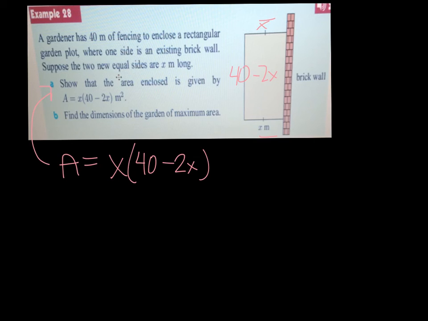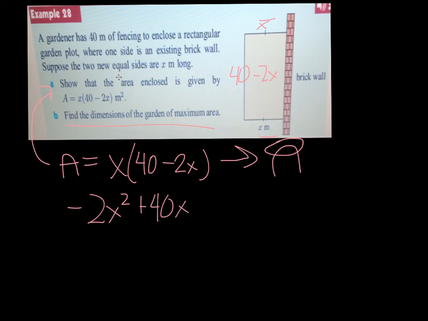Pretty simple. What's more difficult is find the dimensions of the garden to maximize area, so we want a maximum. This equation, if we graphed it, would look like that, which means the vertex is a maximum. That's what we're looking for. So we have negative 2x squared plus 40x, and that's equal to the area, and we want the vertex, we want the maximum. So once again, negative b divided by 2a. In this case, 2 times negative 2, those cancel, and simplify to 10.